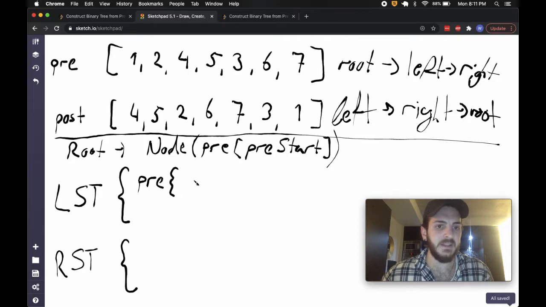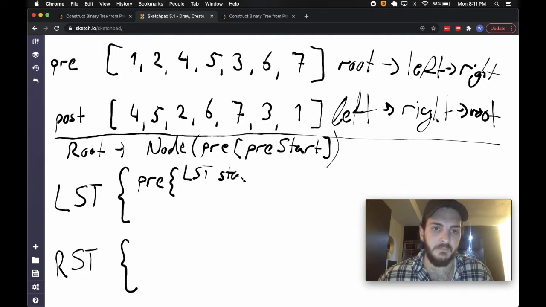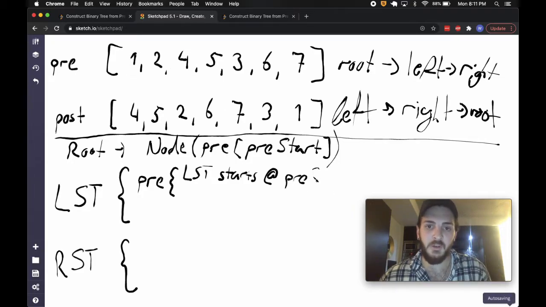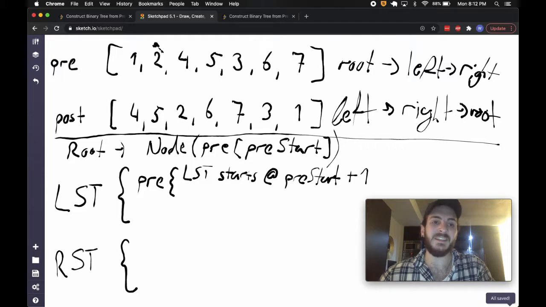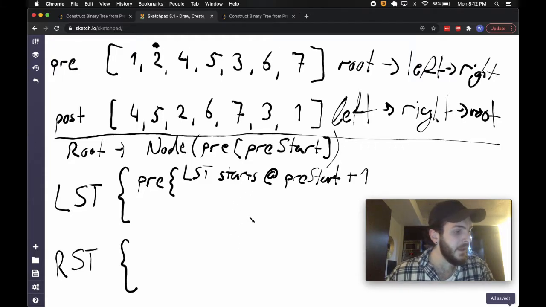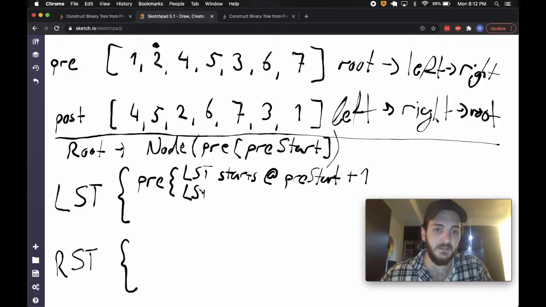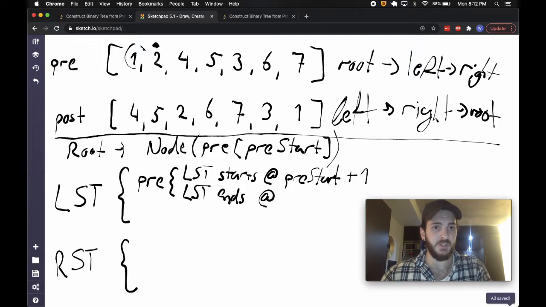So for pre, I'm going to say the following. Our left subtree starts at pre-start. So that was originally the starting index of that node. Pre-start plus 1 unit over. So meaning not this one, but this here is going to be the beginning. All right. The left subtree ends at, so originally we had this pre-start over here, and we're going to want to end it at some, let me see here, pre-start plus the length of however long we had.